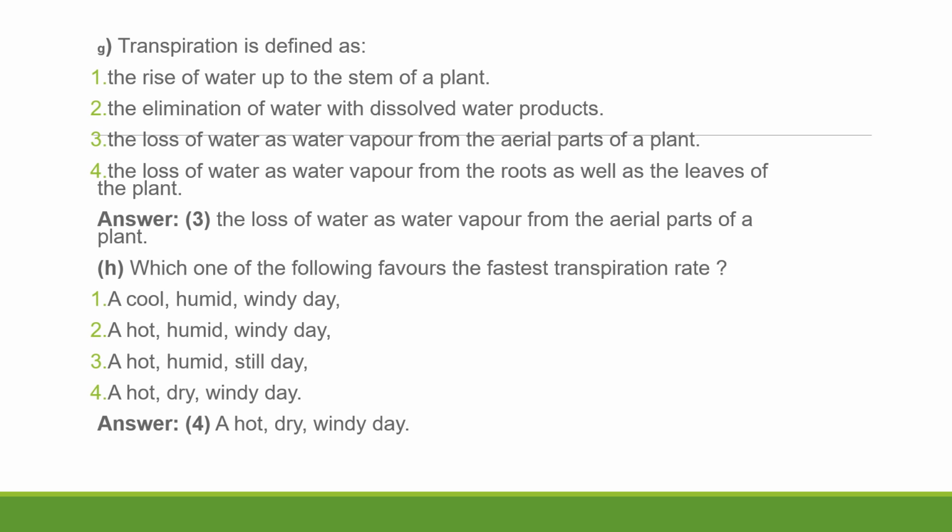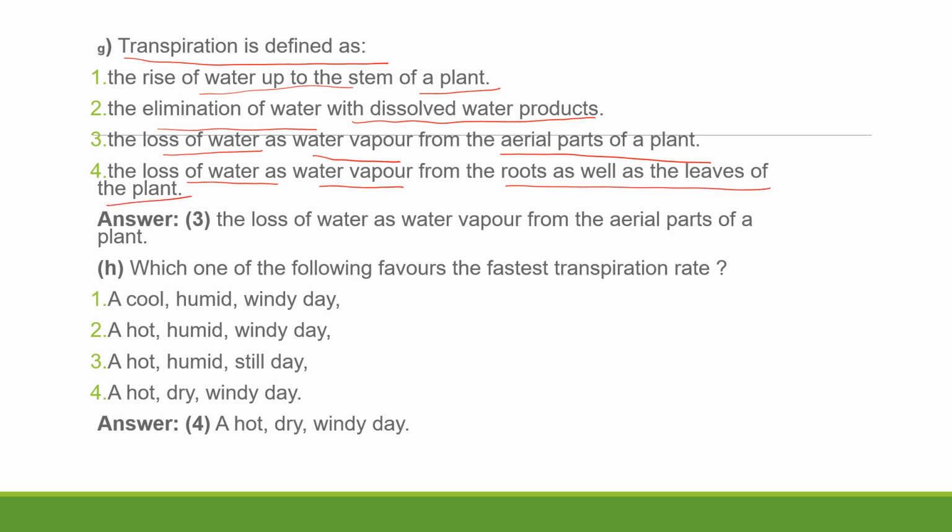Now the next question is, transpiration is defined as the rise of water up the stem of a plant, the elimination of water with dissolved waste products, the loss of water as water vapor from the aerial parts of the plant, or the loss of water as water vapor from the roots as well as leaves of the plant. You know which is the answer, right? It is the third one, the loss of water as water vapor from the aerial parts of the plant.